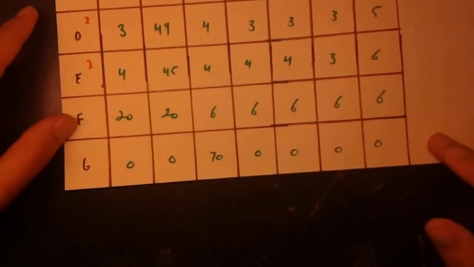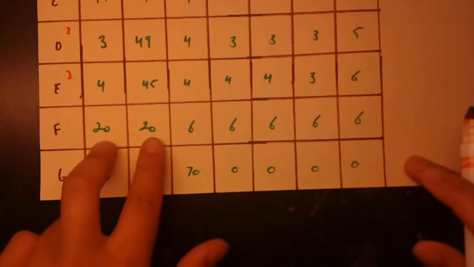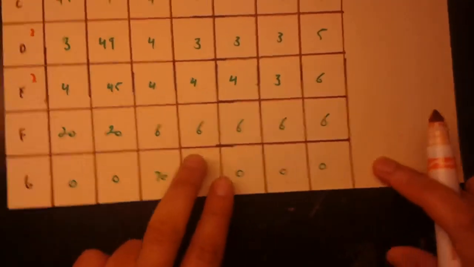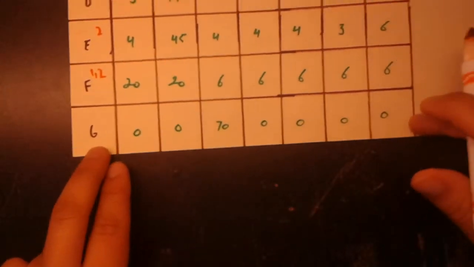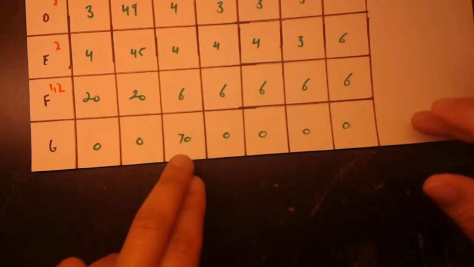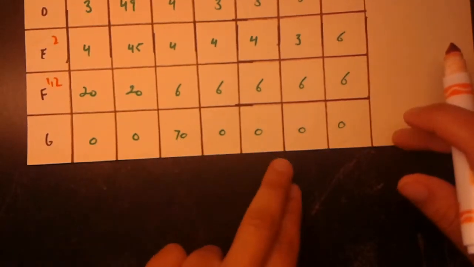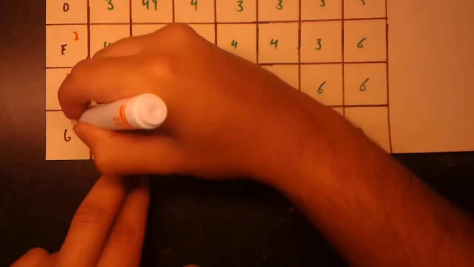Now what about person F? For person F, pieces 1 and 2 will do it for him, but all the other ones will not. So he has to write 1 and 2. And what about person G? Well, he only puts value in piece number 3. Everything else has no value, so he must write piece number 3.